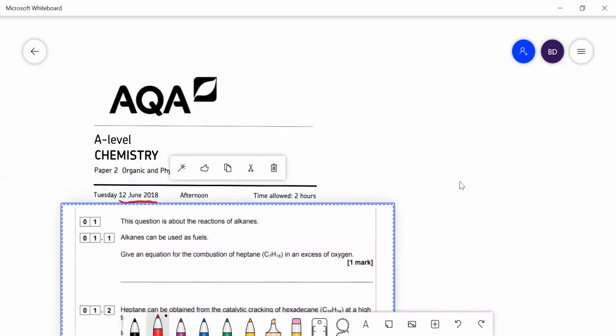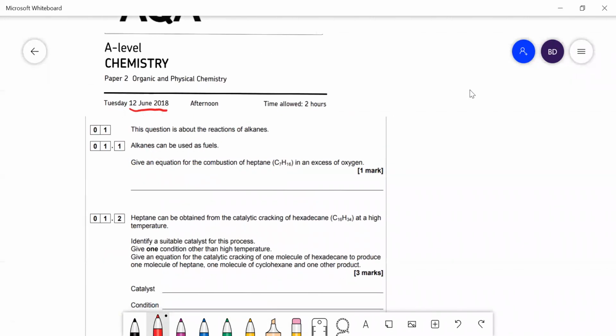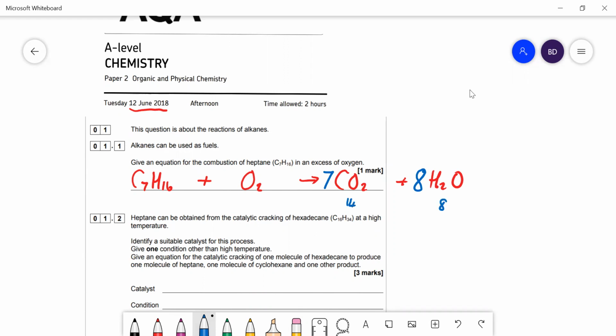Alkanes can be used as fuels. An equation for the combustion of heptane in excess oxygen. So we've got C7H16 react with oxygen. Complete combustion, you're only going to get carbon dioxide and water, no carbon monoxide. Balance for the carbons, we need 7 CO2s. We're going to need 8 waters for the 16 hydrogens. That gives us 14 oxygens there, plus 8 here makes 22, so we need 11 in front of the O2. That's balanced.